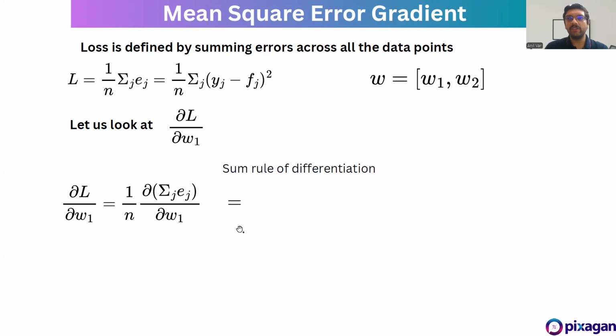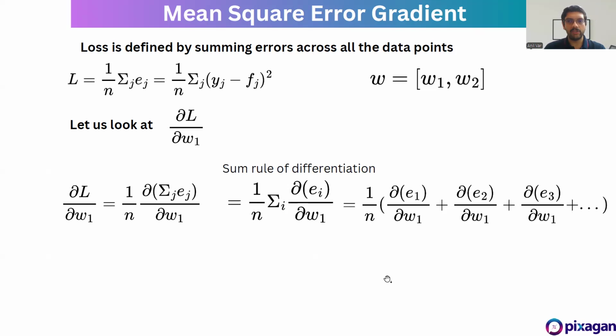Now, what does sum rule of differentiation tell us? Well, if you're taking a derivative of a sum of values, then you can also sum up the derivatives, right? Which is represented by this. What you can do is say, well, I wanted dou by dou W1, 1 by n is outside. So that's already there. Suppose you want dou by dou W1 of E1 plus E2 plus E3 plus E4 and so on. You can say, well, actually, that's equal to dou E1 by dou W1 plus dou E2 by dou W1 and so on, right? You get this term. Why do we do this?